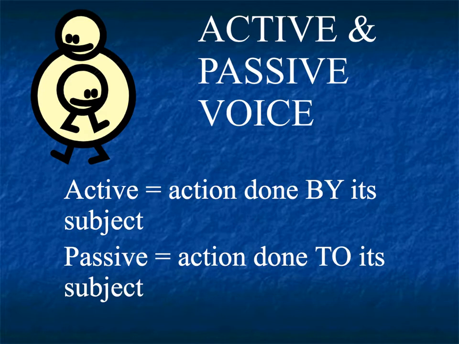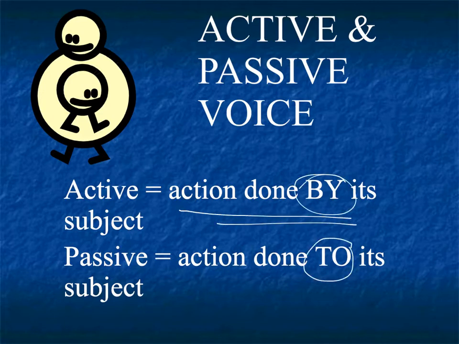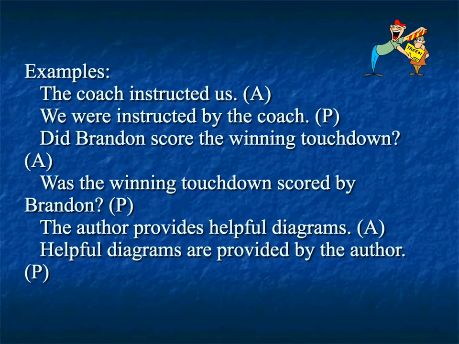In active and passive voice, we're looking at being direct in our speaking and our writing. Active voice suggests that the action is done by the subject of the verb. In passive voice, the action is done to the subject of the verb. In active voice, the subject is the doer of the action of the verb. For example, the coach instructed us. Instructed is the verb, coach is the subject. Instructed who? Instructed us. We have a direct object. We stop and ask ourselves, who did the instructing? The coach. Is the coach the subject of the sentence? Yes, therefore this is active voice.